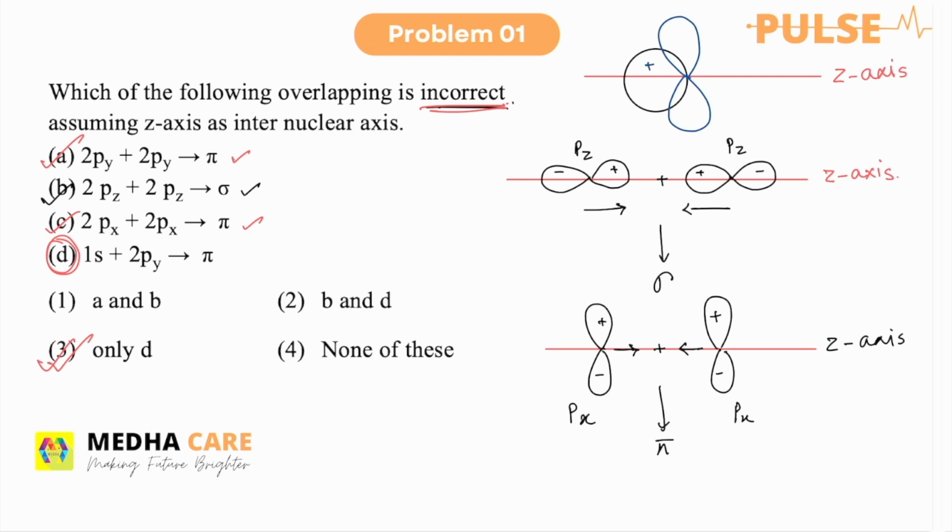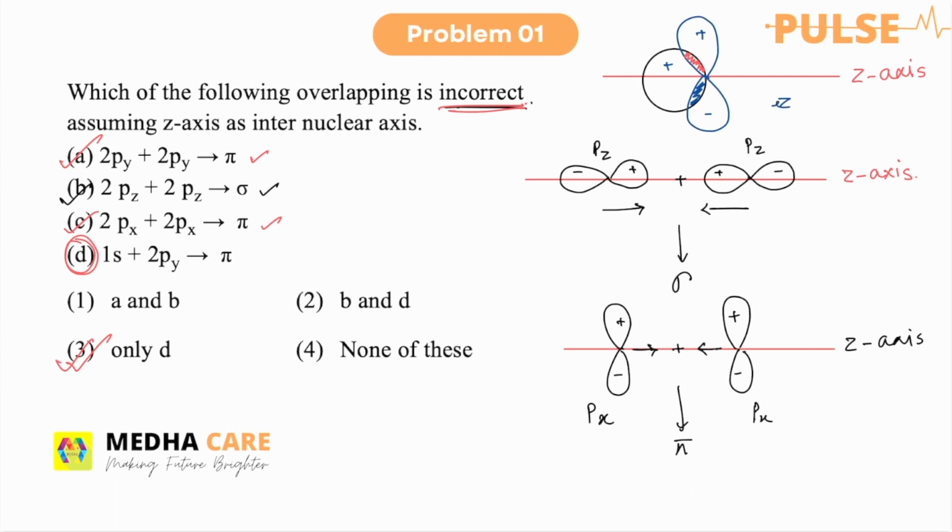Consider the sign of the wave function is plus here, it is plus, it is minus. Now this one will be constructive overlapping and this one will be destructive overlapping. So overall in this case we will call it zero overlapping. Zero overlapping will not form any bond. So this is the wrong one. Okay, I hope it is clear.